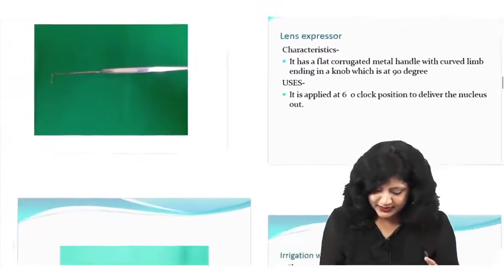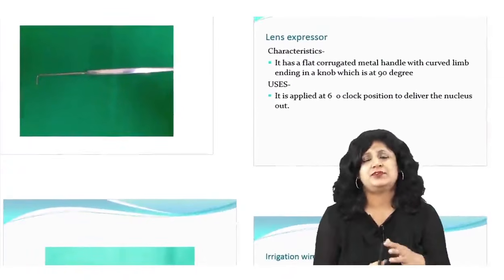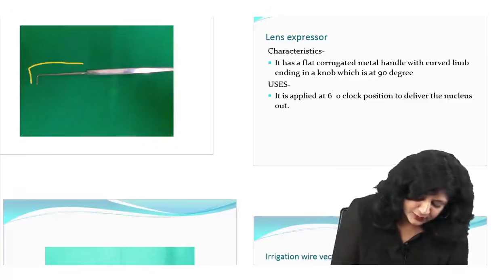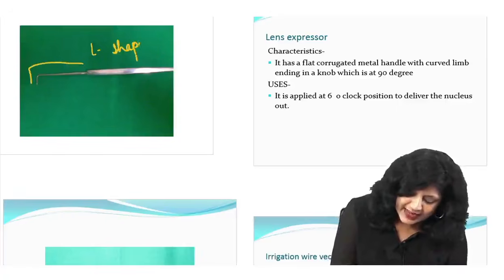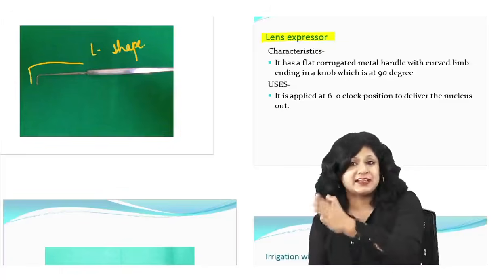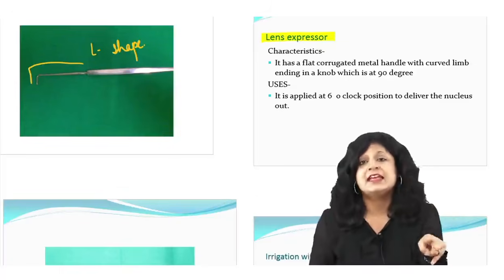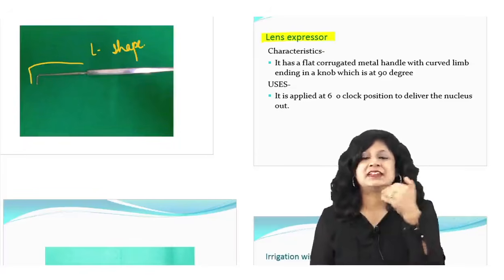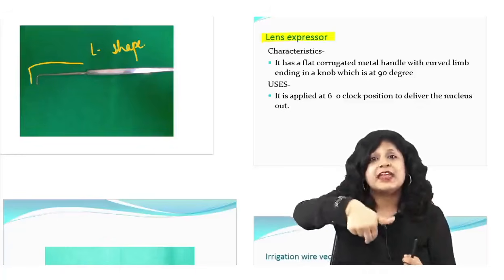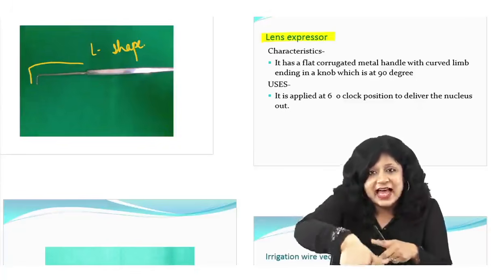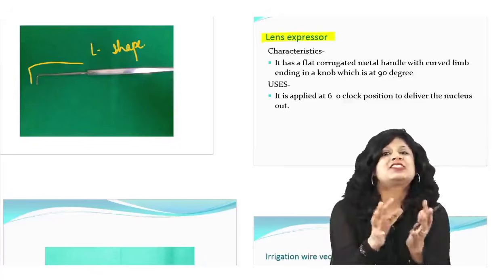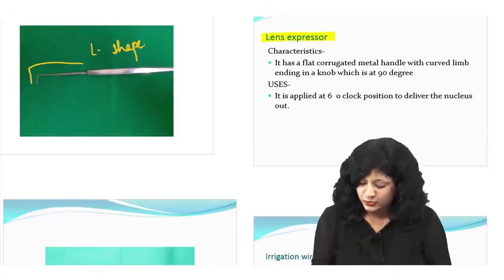Alright, now see this. This is a good instrument which you can easily identify. Can you see we have got an L-shaped instrument. This L shape is called L for L, like S for S, that S shape was for superior rectus. This is L for L, that is, it's a lens expressor. It is made in such a way that it can hook the lens and take it out. That is why it can also be replaced by the muscle hook. I will show you that muscle hook also.